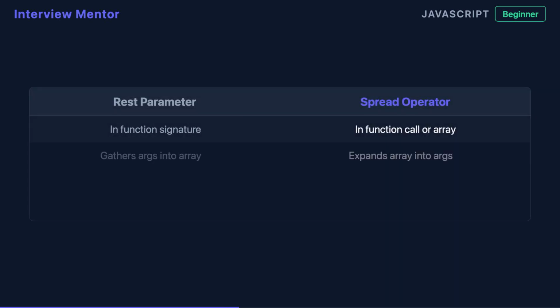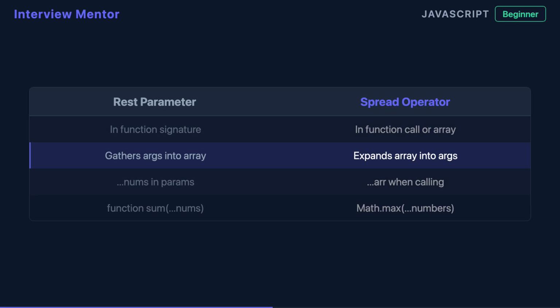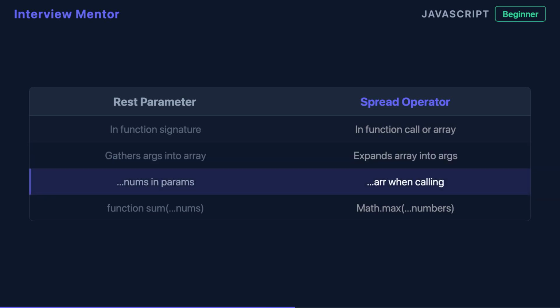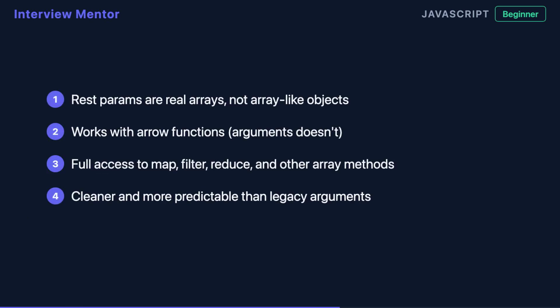Don't confuse rest parameters with the spread operator. They look identical, 3 dots, but they work in opposite directions. Rest parameters gather multiple values into one array in a function signature. Spread operators expand an array into individual values when you're calling functions or building new arrays. Same syntax, opposite jobs. Rest parameters replace the old arguments object from legacy JavaScript.